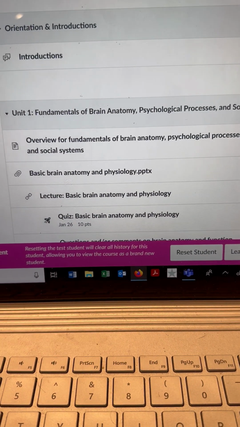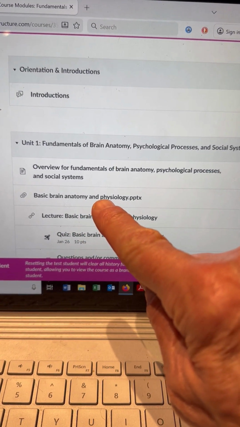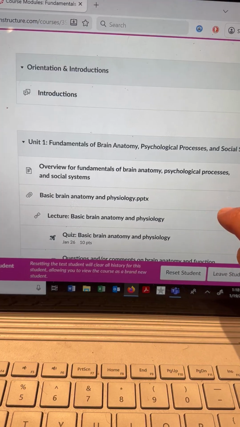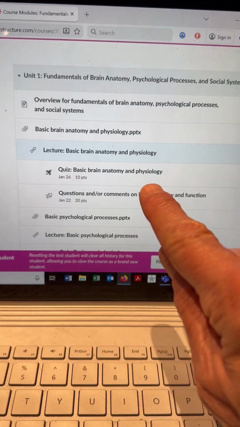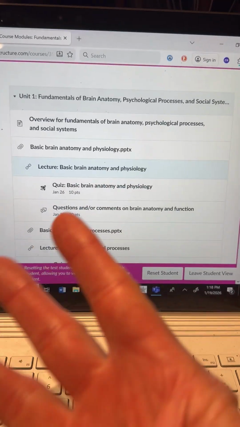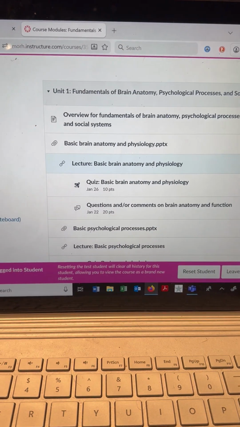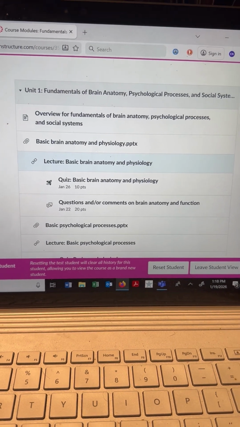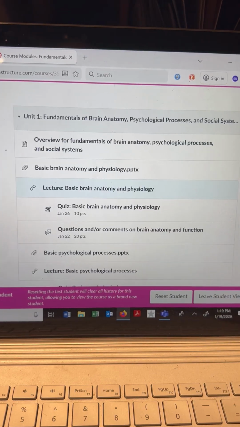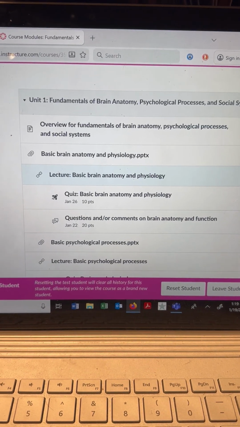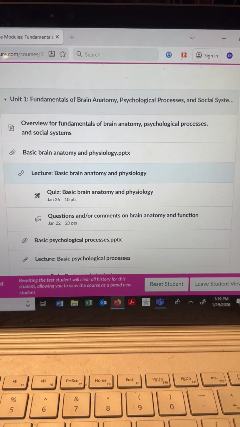Each section has the same structure. There's my basic anatomy of the PowerPoint. I then give a lecture. Then you have a quiz. They're usually 10 to 20 points each. You get 3 chances to take them. Each time you take them, it'll tell you what you got wrong, and you can go back and take it again to get extra points. And then you have questions and comments here. Lots of times people will not quite understand part of the brain activity or what have you, and then they will put it there.